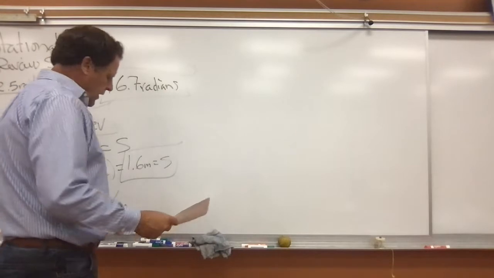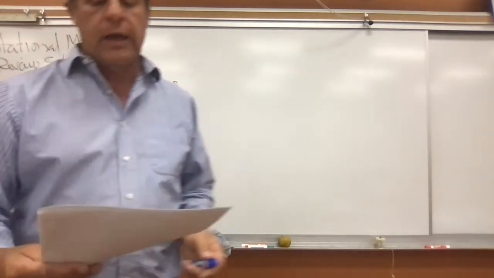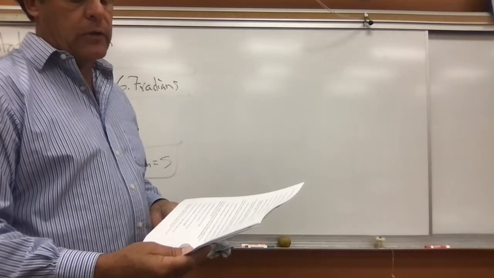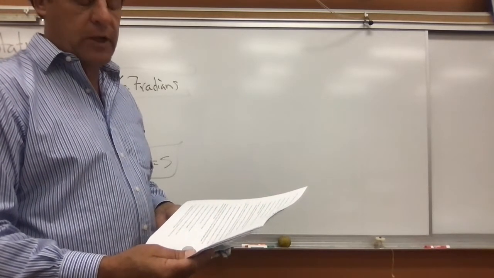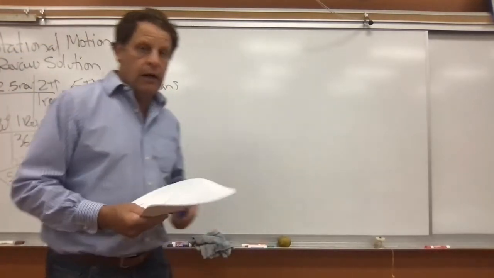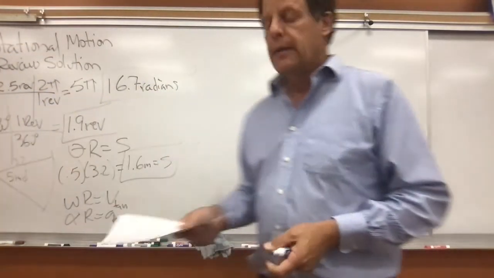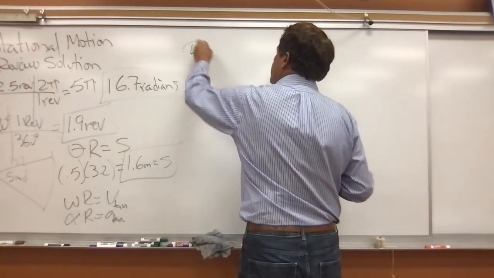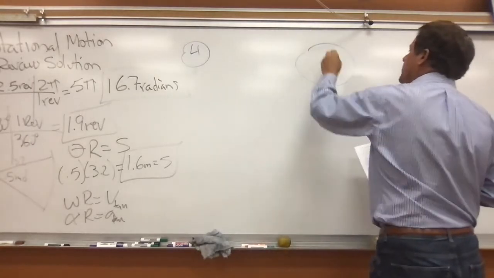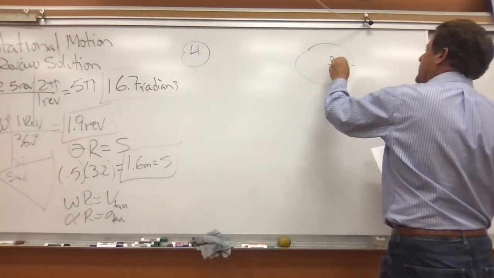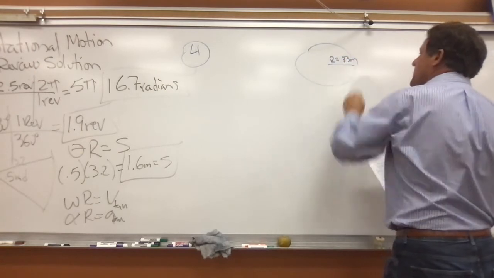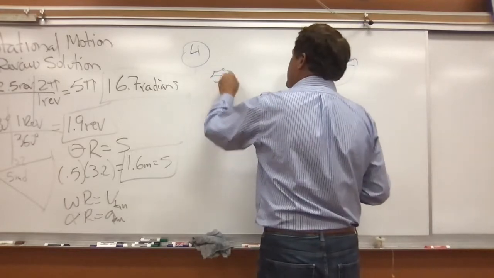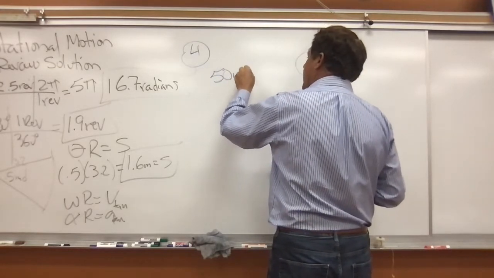Questions 4 and 5 are dealing with a wheel that has a radius of 33 centimeters traveling 50 miles per hour for 10 minutes. We're going to have a few little conversion issues here, but we want everything in standard units. So for question 4, we have a wheel with a radius equal to 0.33 meters, and we have 50 miles per hour.